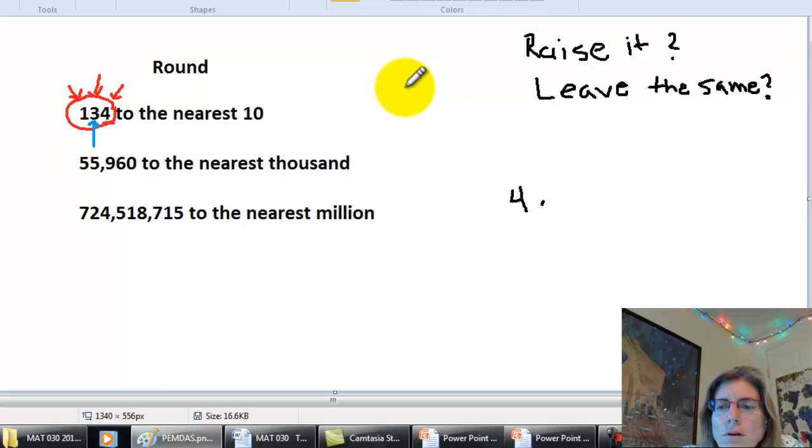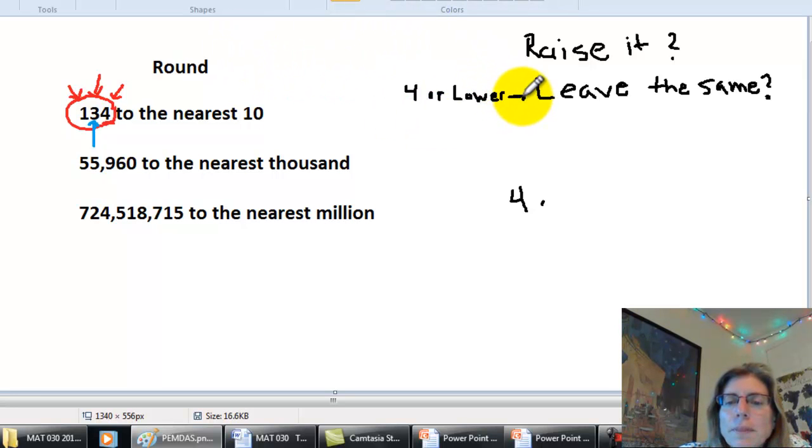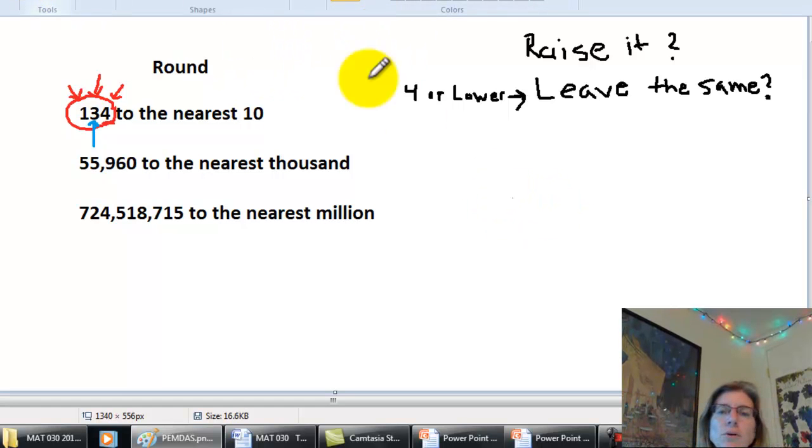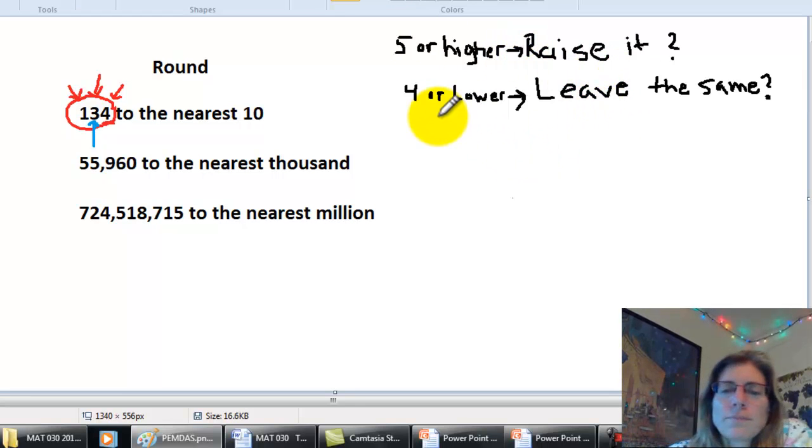Okay, here. So when the number is 4 or lower, when this number to the right is 4 or lower, you leave it the same. When this number to the right is 5 or higher, you raise it. So when the number to the right of it is 5 or higher, okay, and then you raise it.